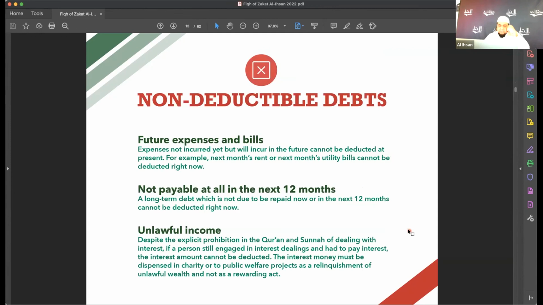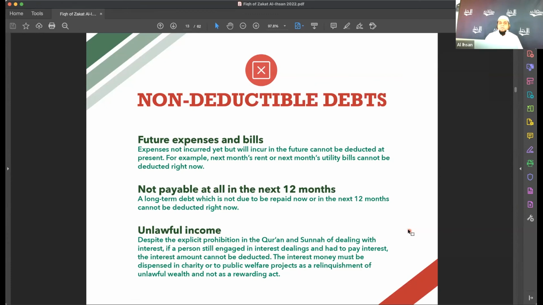And that was the next point here: future expenses and bills, right? Utility bills, phone bills, anything like that. You could deduct what is due that month, because that month it is due on you. If anything is due in the future, you can't deduct that.